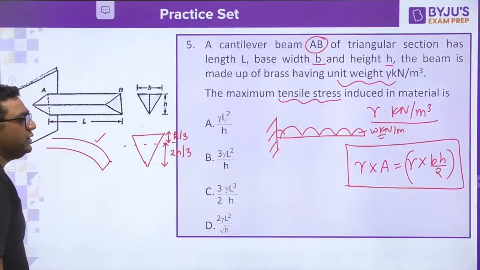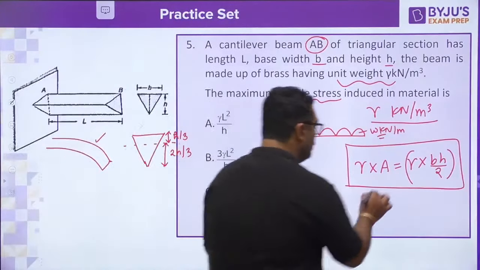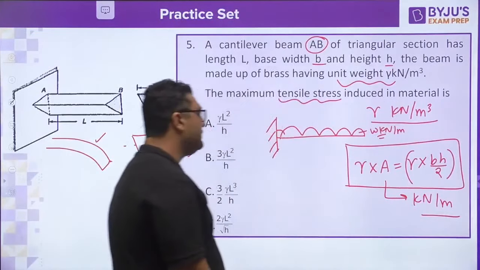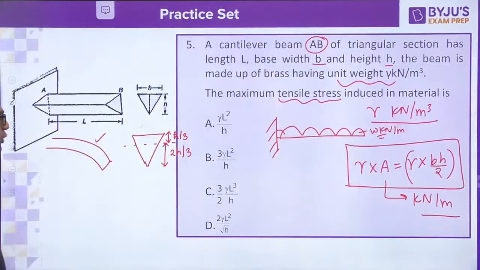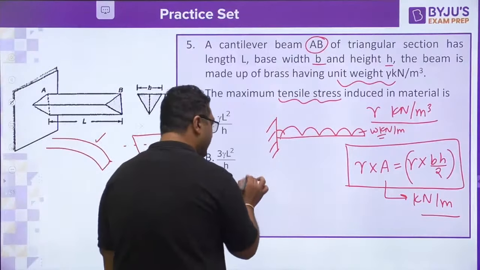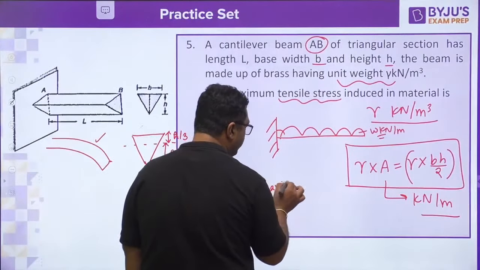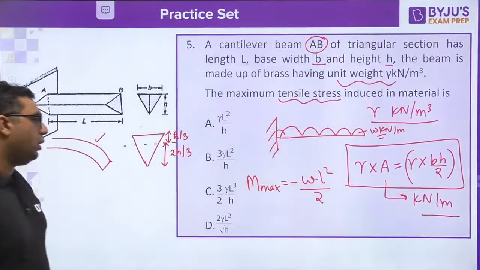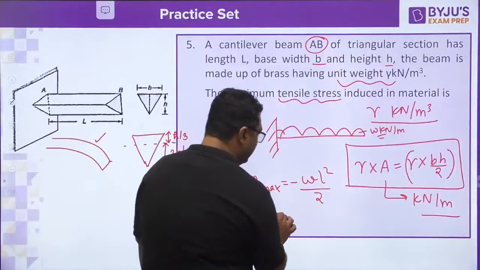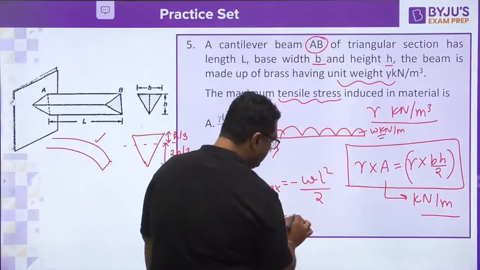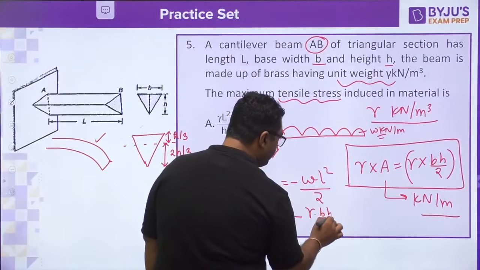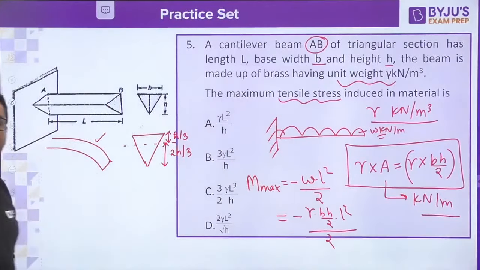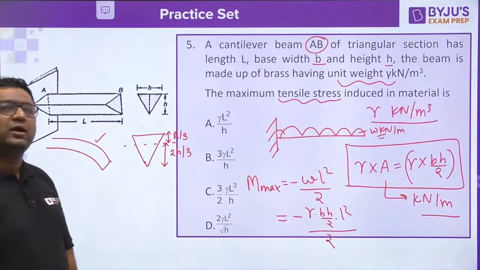So my dear, when we say this, it will have a unit of kilonewton per meter. So if W kilonewton per meter is the loading, then when you find the maximum bending moment, it is going to be equal to minus WL square by 2. So W is nothing but gamma BH by 2, into L square by 2. So this is the maximum bending moment.